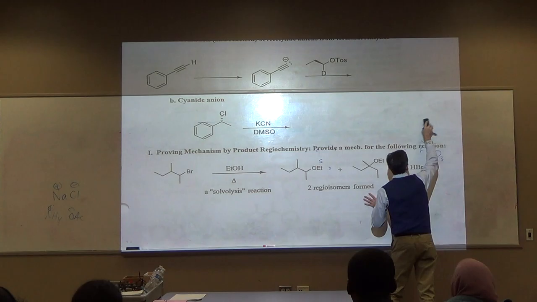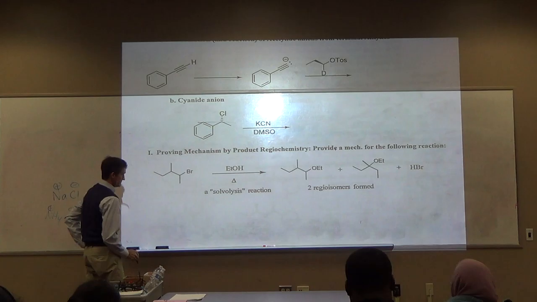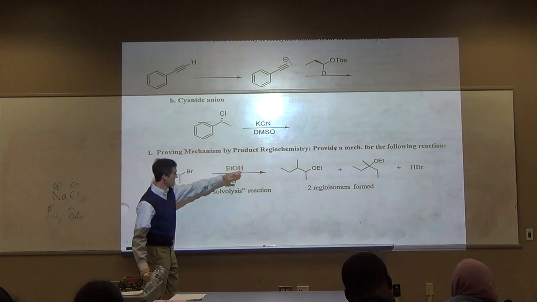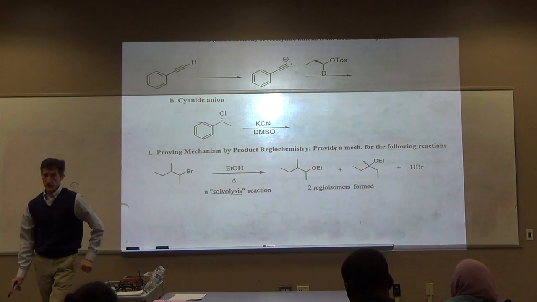Take this alkyl bromide and just heat it in ethanol. And ethanol is often just a solvent, but in this case, it's actually going to react. So here we go. It's a solvent that's reacting. We call this a solvolysis reaction. When it's like, wow, the solvent's reacting here.